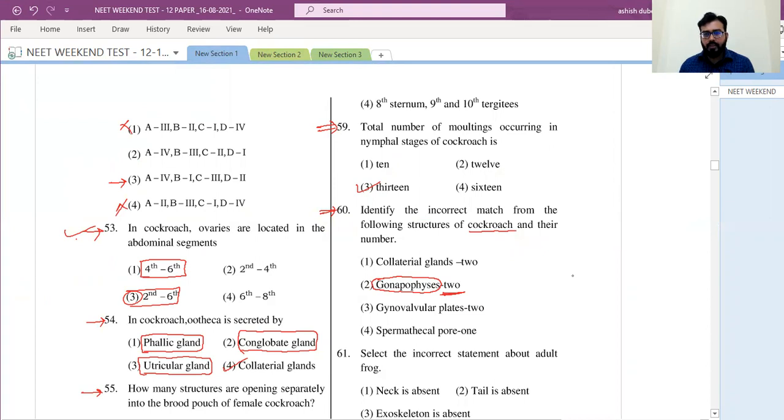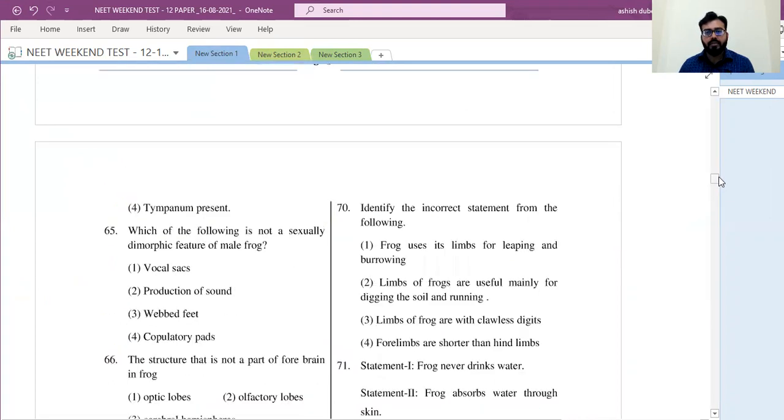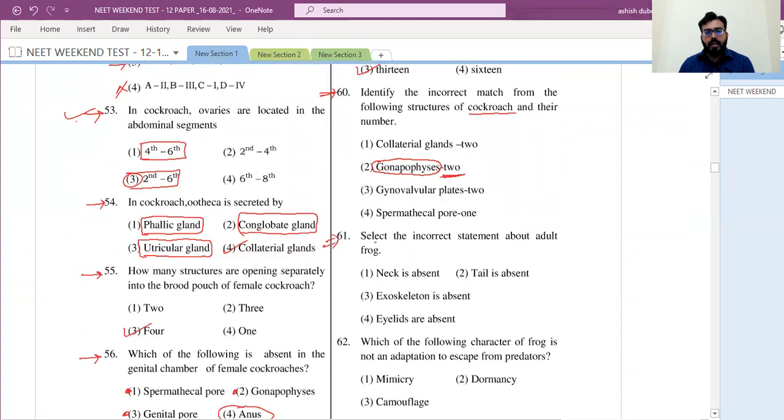Next question is 61st. Select the incorrect statement about adult frog. Neck is absent. Yes. Tail is absent. Yes. Exoskeleton is absent. Yes. Eyelids are absent. No. An additional eyelid, the nictitating membrane, is present there. So the incorrect statement is the 4th one, so the 4th one will be the answer.